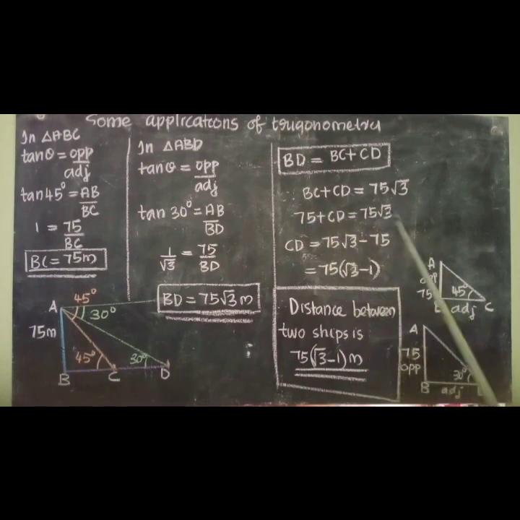We can take the 75 to right side. We get CD equal to 75 root 3 minus 75. 75 is common. We can take it outside. So we get CD equal to 75 into root 3 minus 1. Now from the figure we can identify CD is the distance between the two ships. So we can conclude, therefore, the distance between the two ships is 75 into root 3 minus 1 meter.